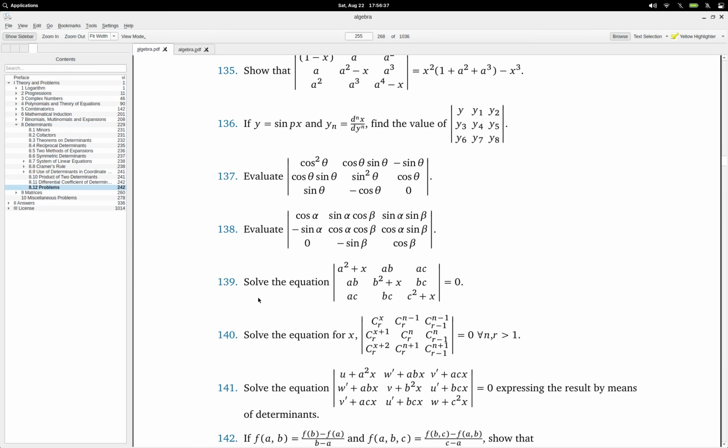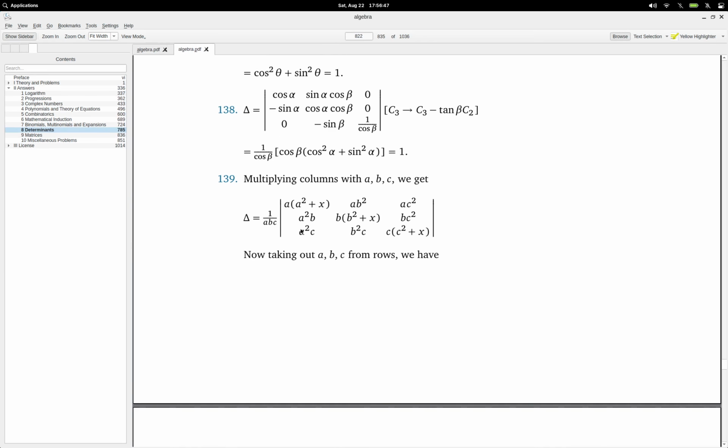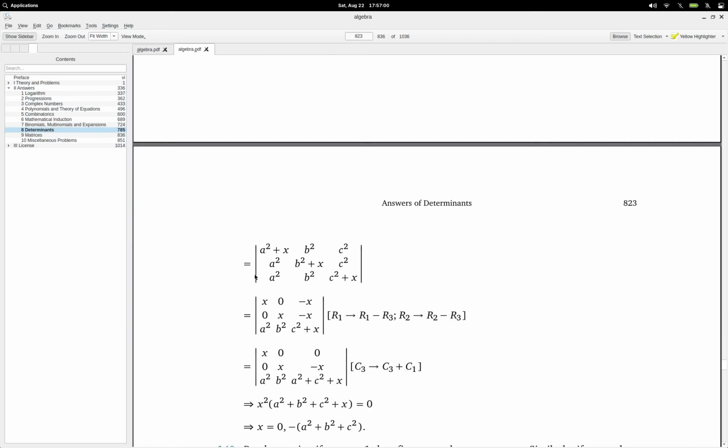Question 139 says that solve the equation: a square plus x, ab, ac, ab, b square plus x, bc, ac, bc, c square plus x is equal to 0. So you know how we solve this. We multiply the columns with a, b, c, and in the outside we divide by abc. Once we have that, we take a, b, c common from rows. So our determinant becomes a square plus x, b square, c square, a square, b square plus x, c square, a square, b square, c square plus x.